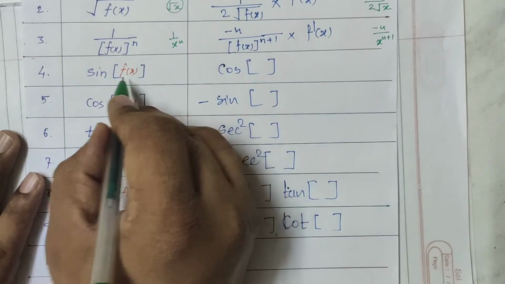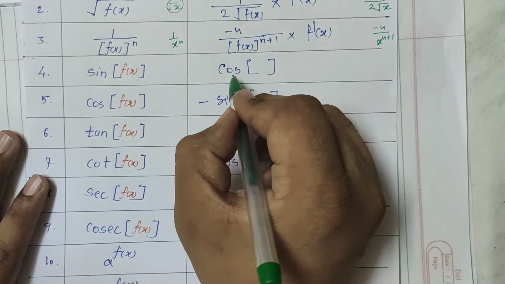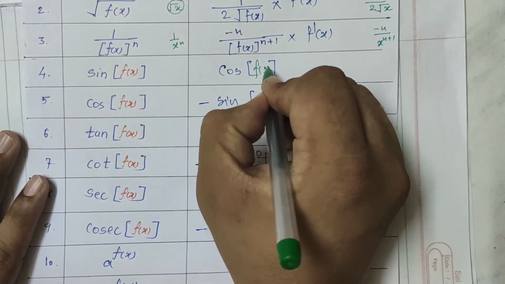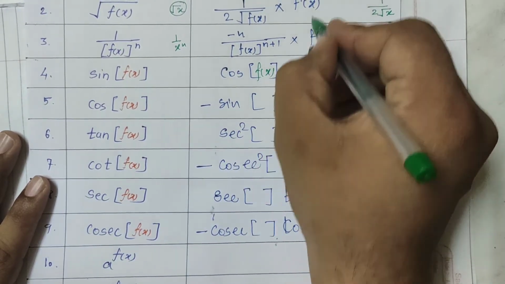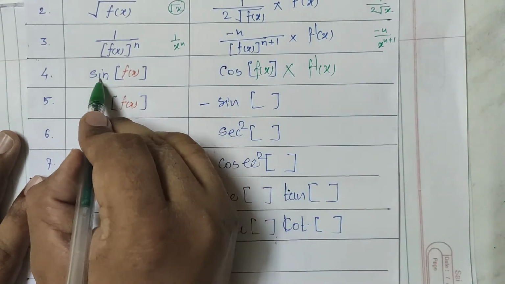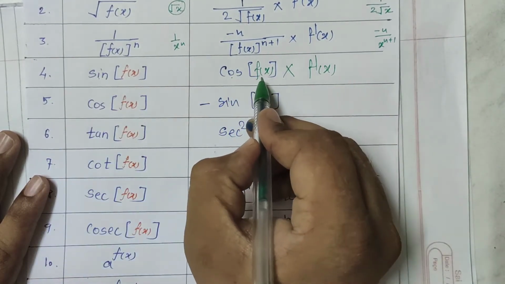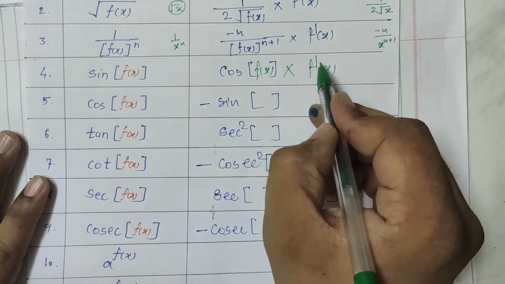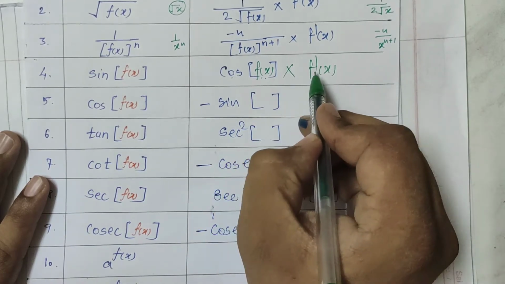Sine of f of x derivative: first we find the sine derivative. The sine derivative is cos of f of x. Then multiply. What do we multiply? f dash of x. So the derivative is cos of f of x into f dash of x. Here f of x, here f dash of x.